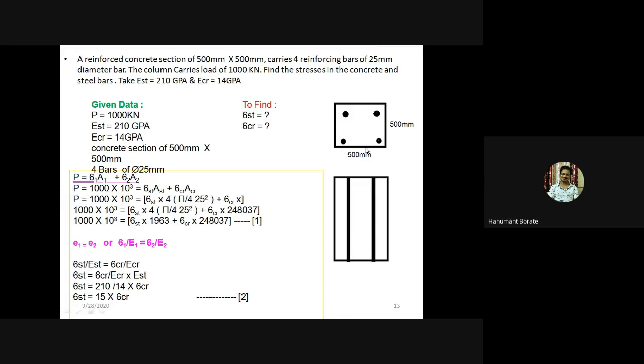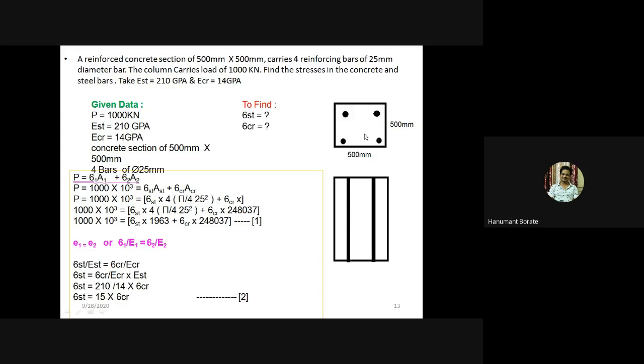First, we need to convert the statement into a diagram. This is the concrete block, the concrete column. Here I have drawn a column with a specific length, and this is the cross section of the column. The concrete is 500 by 500, and inside that concrete there are 4 equally spaced round bars, and the diameter of each round bar is 25 mm.